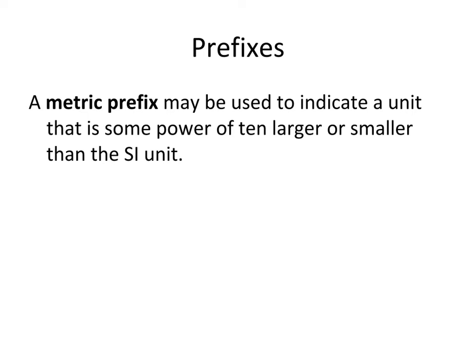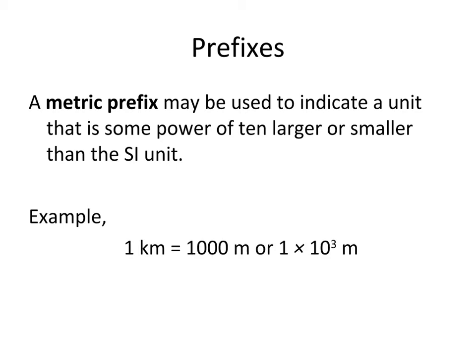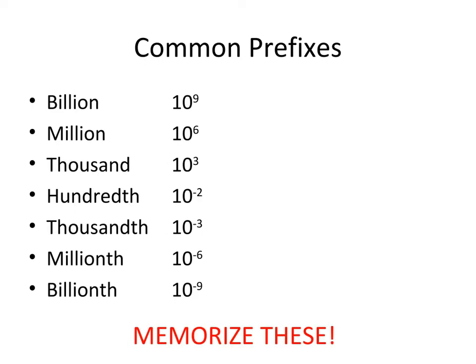If our measurements are really big or really small, we often need to use metric prefixes that are based on powers of 10. 1 kilo, so kilo means 1,000. Here are some that you really should know: billion, million, thousand, hundredth, thousandth, millionth, and billionth. These are very commonly used. So billion is 10 to the 9, million 10 to the 6, thousand we just saw is 10 to the 3, hundredth is 10 to the minus 2, thousandth 10 to the minus 3, etc. There are others, of course, but these are the ones that we will most commonly use.